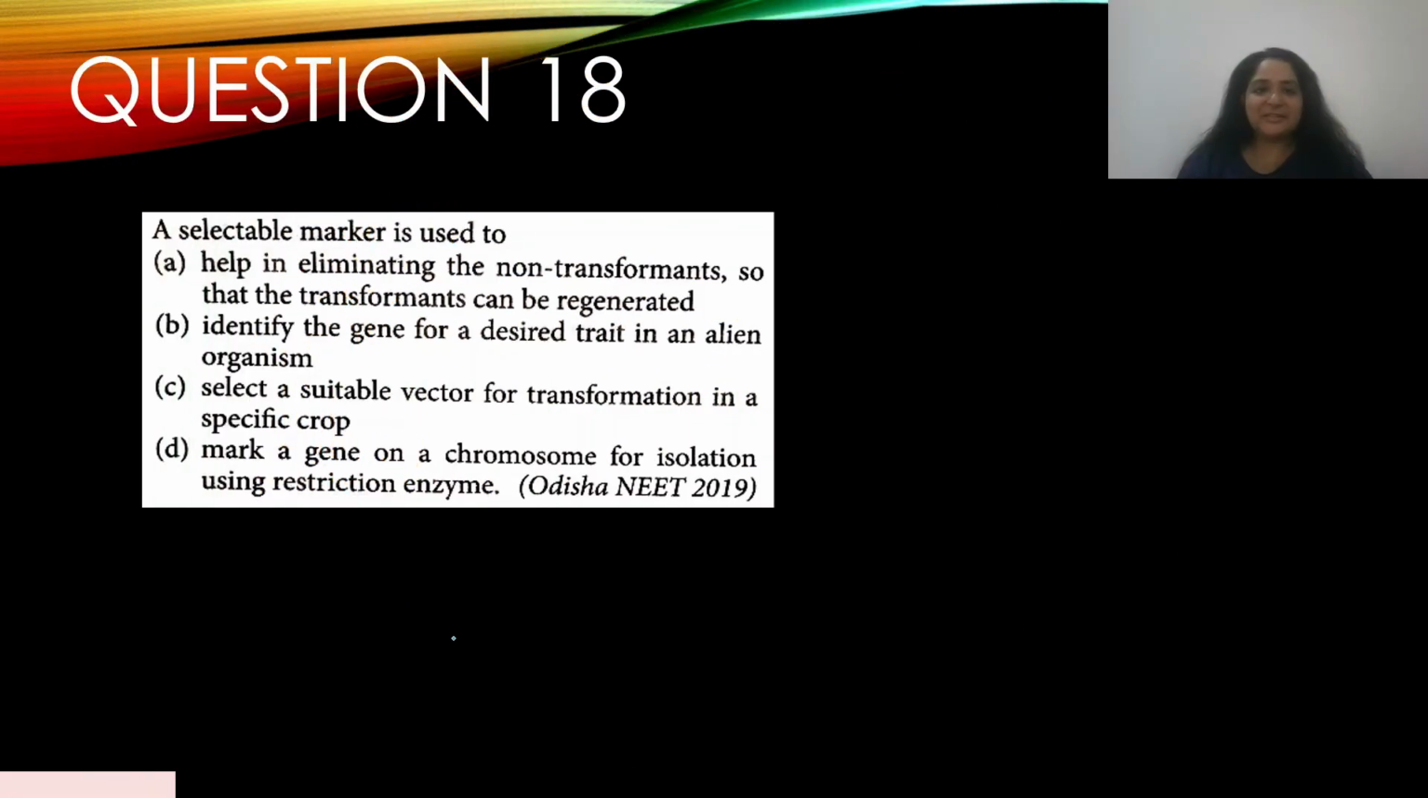Okay, question number 18. A selectable marker is used to, this appeared in NEET 2019, A. Help in eliminating the non-transformants so that the transformants can be regenerated. B. Identify the gene for a desired trait in an alien organism. C. Select a suitable vector for transformation in a specific crop. D. Mark a gene on a chromosome for isolation using restriction enzyme.